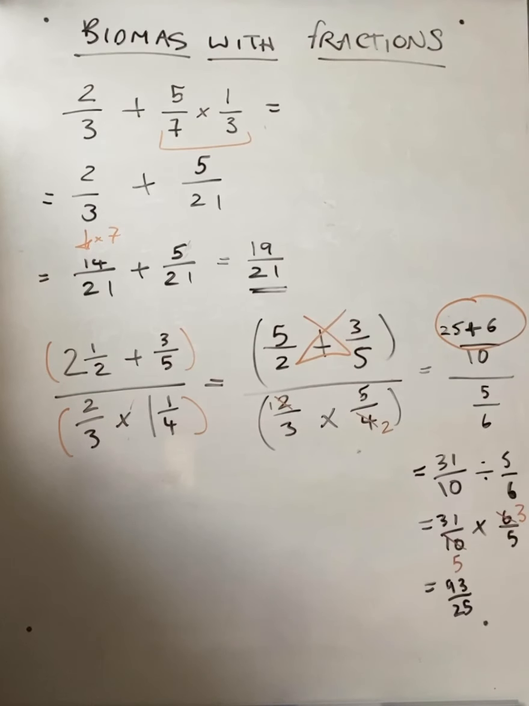And so just to finish off, we're going to look at how many 25s are in 93. So 1 25 is 25, 2 25s are 50, 3 25s are 75, 4 25s are 100. So that's too many. So I've got 3 whole ones, which makes 3 25s are 75. And then I've got 18 left over to go from 75 to 93. So that's 18 over 25. And again, these aren't going to cancel down. So there is my final answer.